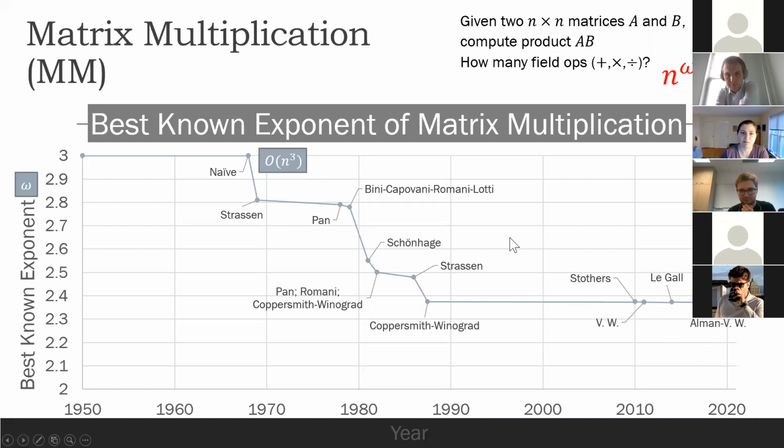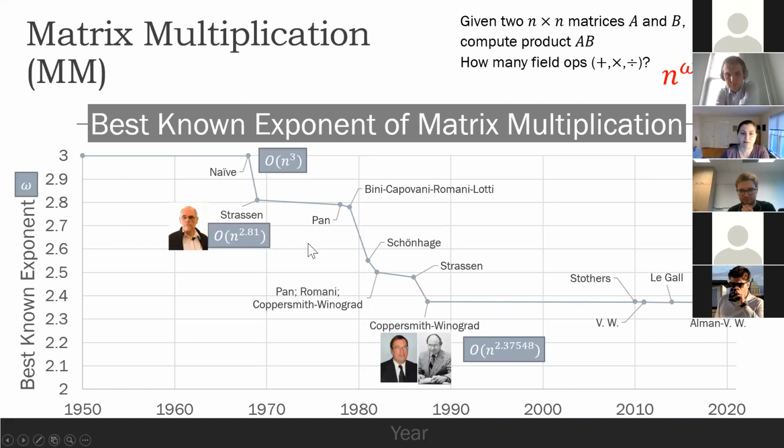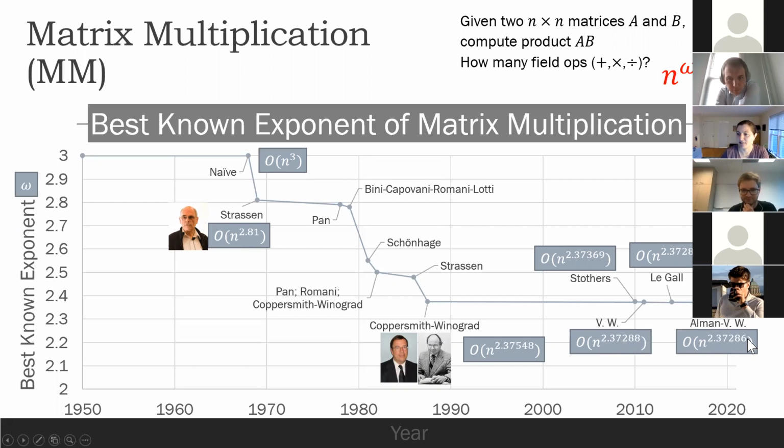So let's see what the improvements are. Coppersmith and Winograd got 2.37548. Stothers got 2.37369. I got 2.37288, which is now less than 2.373. Le Gall made the 8 into a 7. We made the 7 into a 6. It's a big deal.